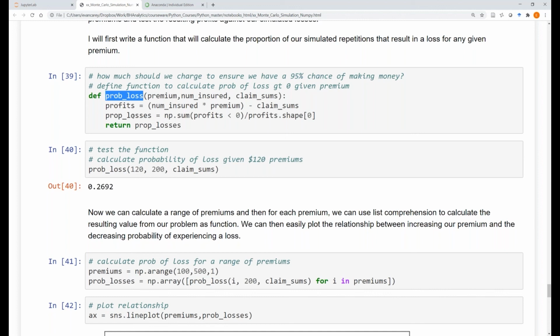Then the proportion of losses is going to be the sum of the times the profits are less than 0, divided by the shape, right? So this is the code we just wrote a moment ago, turned into a function. Now that I've turned it into a function called prob_loss, I can simply run this function over and over again across a range of premiums and explore the outcome.